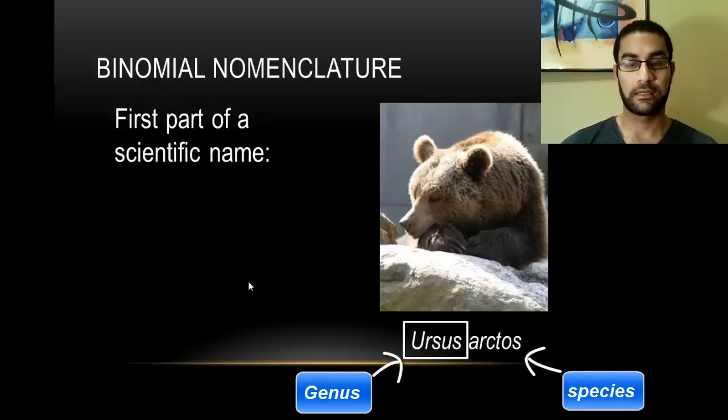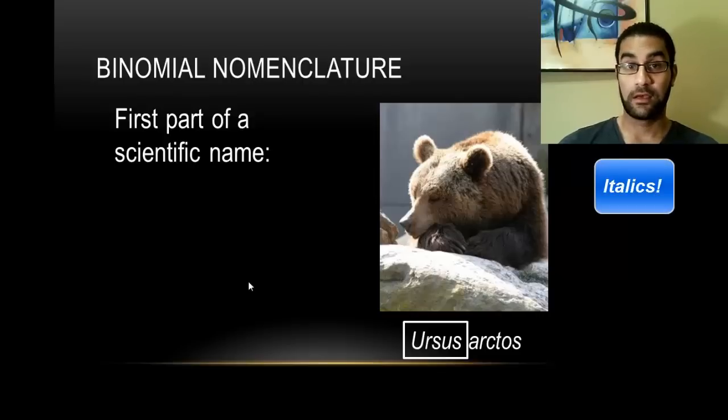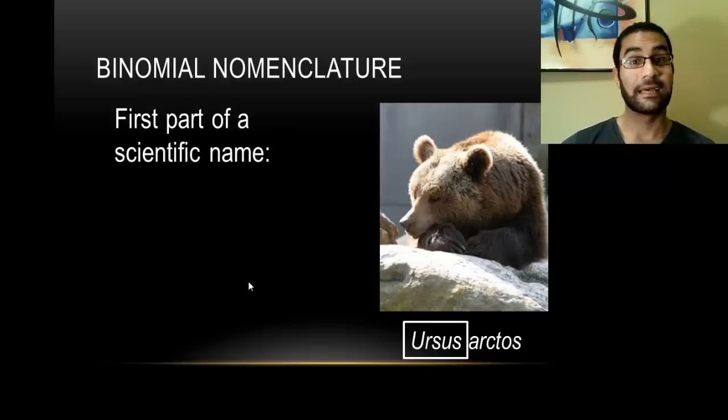So the first word of a scientific name is the genus, the second word is the species. Some basic distinctions and rules about writing scientific names in binomial nomenclature. If it's typed, the scientific name is always in italics. You may see that quite a bit. So if you ever see a two-word naming system where it's all italicized, all slanted, that's binomial nomenclature. That's a scientific name.